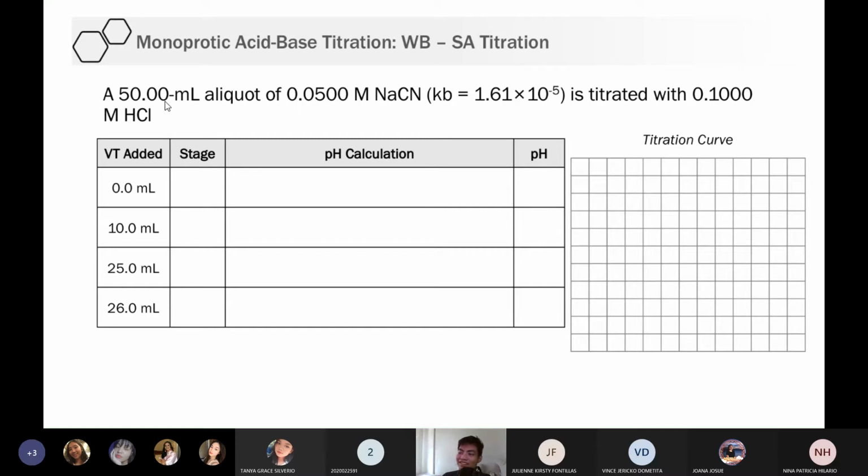Ang arte namin, no? Ganun talaga kami mga chemist, no? Daming terms. So, aliquot, portion of the whole, no? Anyway, so kumuha daw siya ng 50 ml of this base, no? This is the KB. Tinitrate siya with this. Calculate the pH, no? So, ano yung shortcut dito?